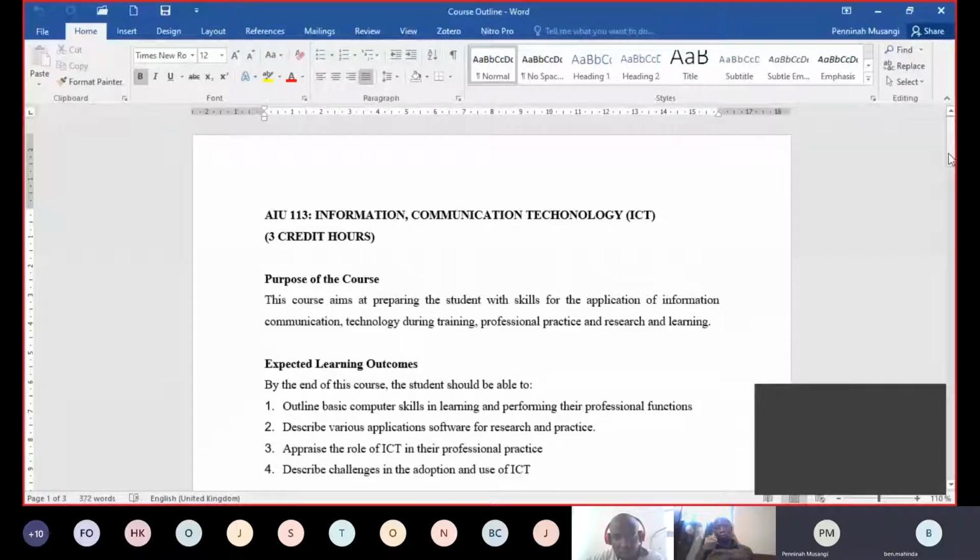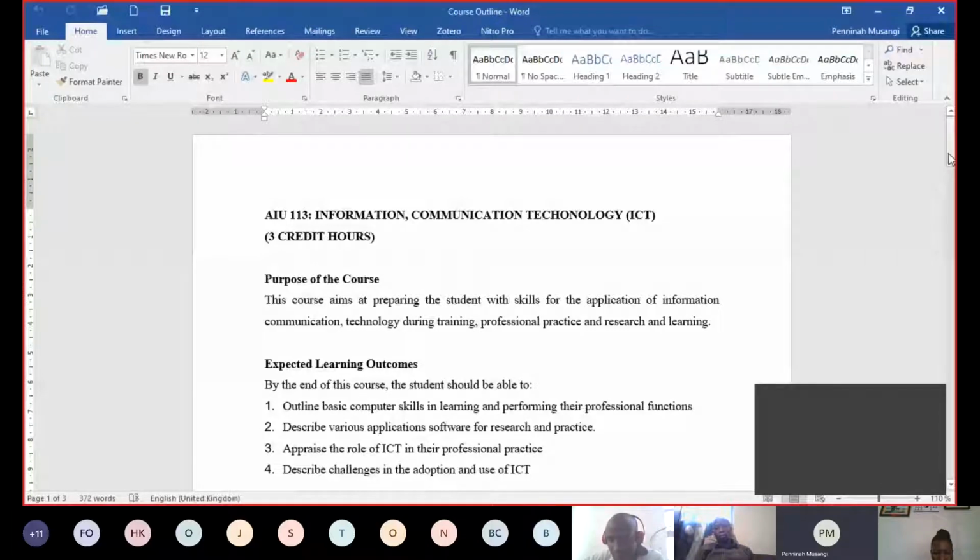So we start with the purpose of the course. It aims at preparing you as a student with the skills for the application of ICT during training. During your professional practice, as you practice, you're supposed to apply ICT, and also in research and learning. So how do you apply ICT in those areas? Training, professional practice, research, and learning.